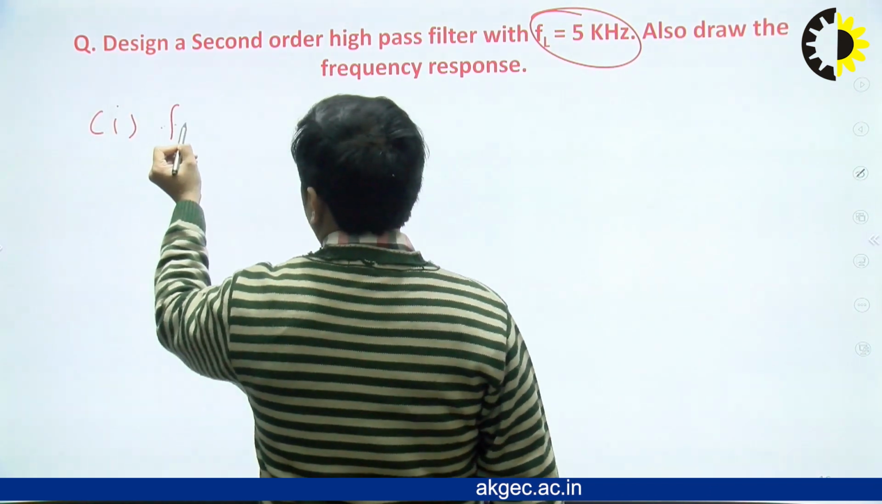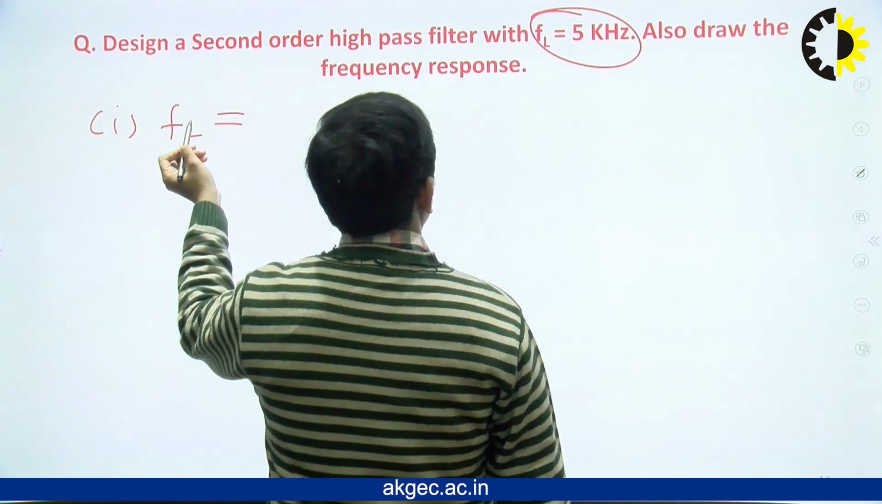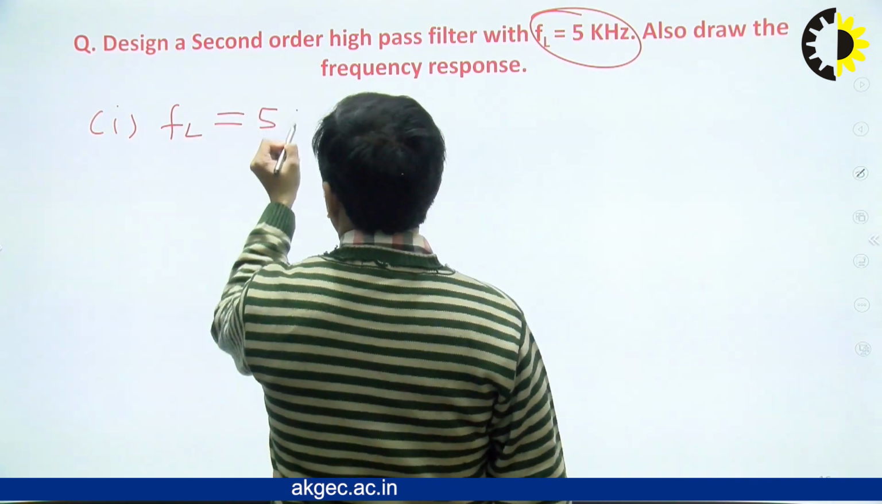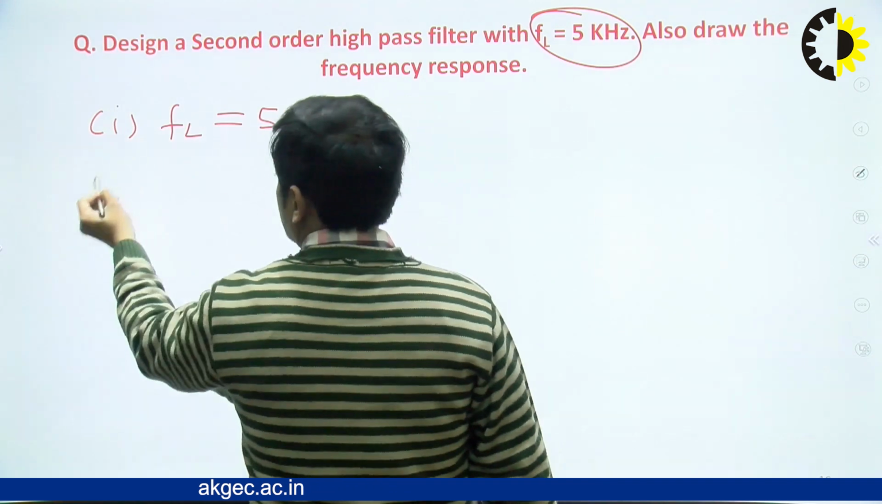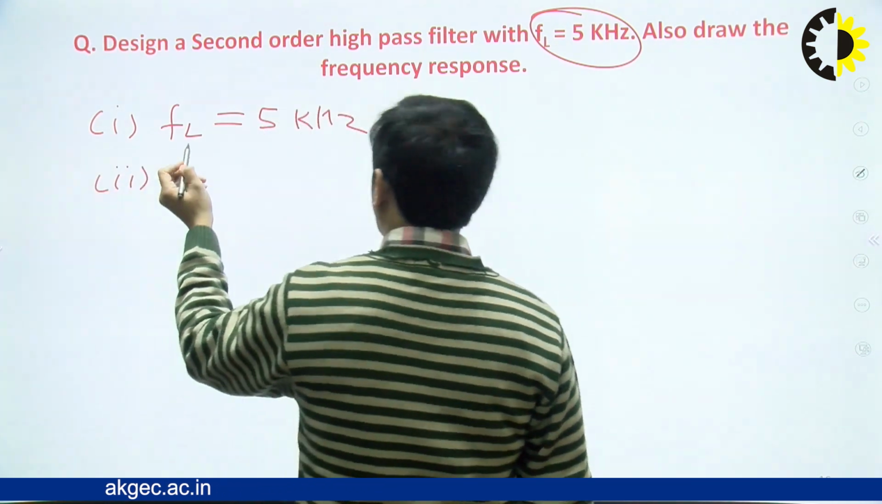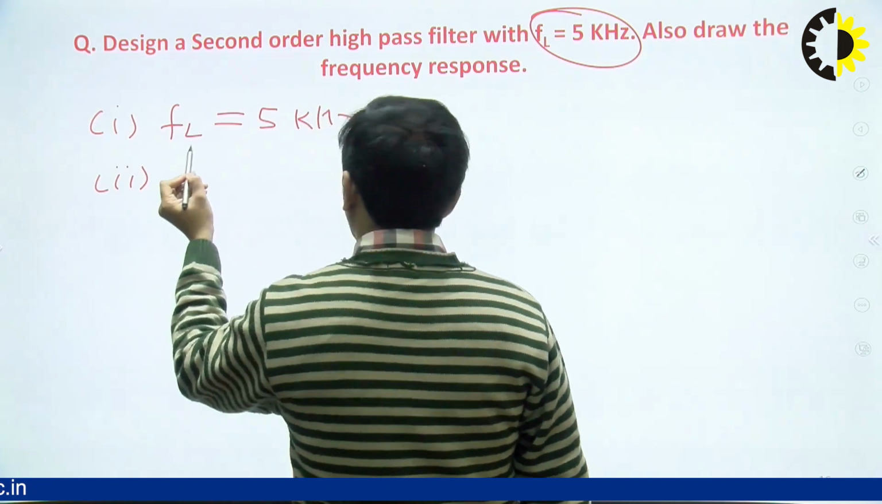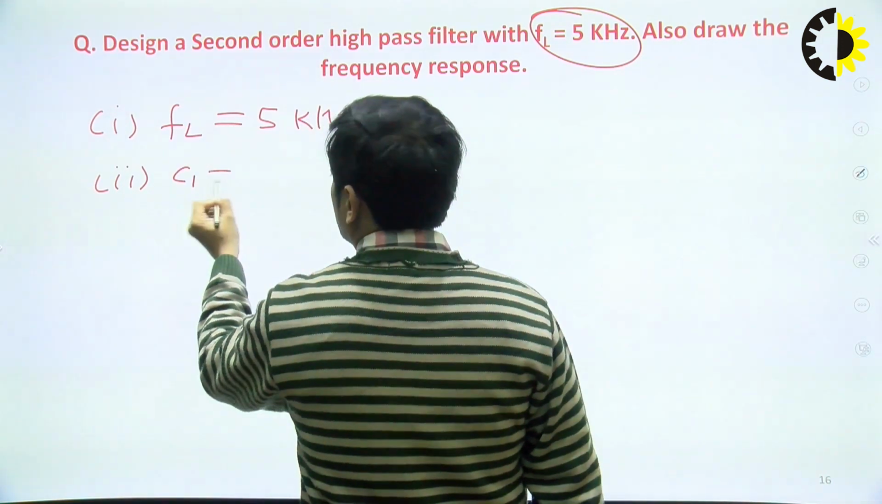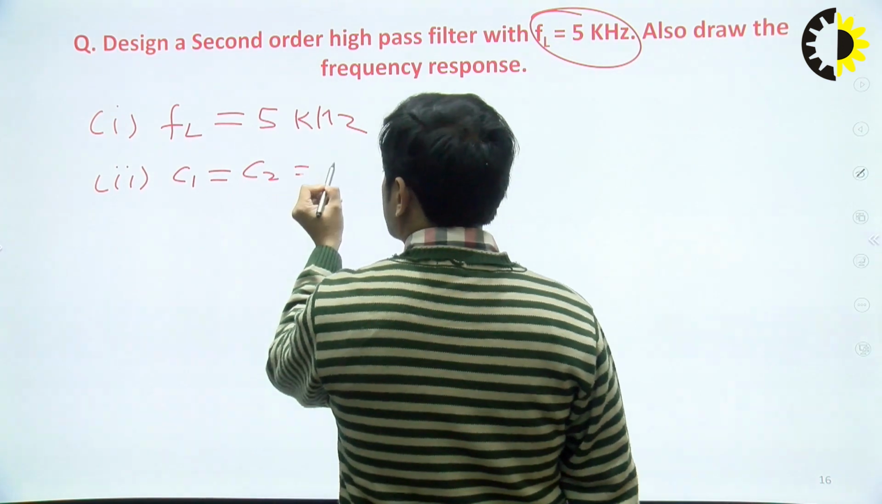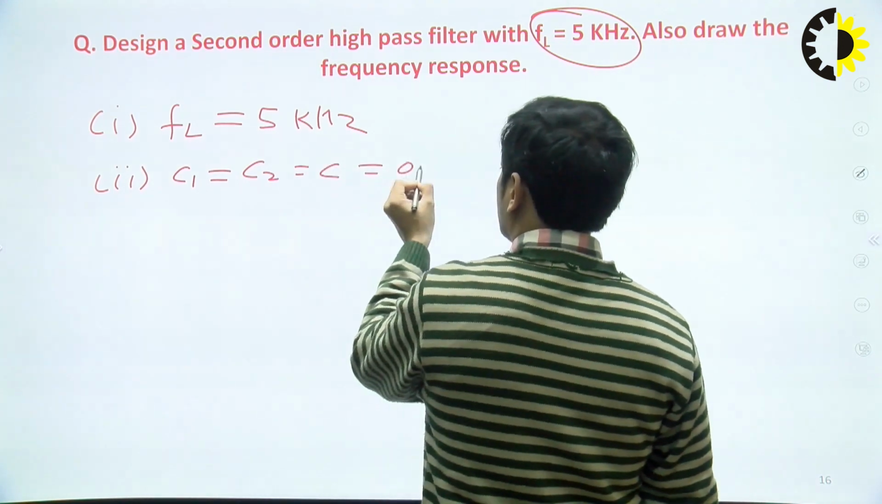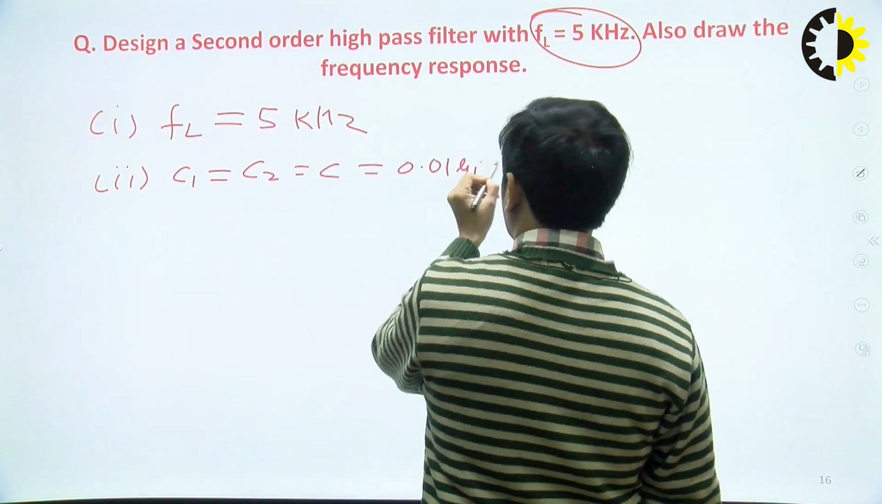In step 1, FL should be mentioned. FL is 5 kilohertz, that is given in the question. Step 2 is you have to take the value of capacitor. Here we are using 2 capacitors, but for mathematical simplifications, we take C1 equal to C2 equal to C. Let's take C is equal to 0.01 microfarad.